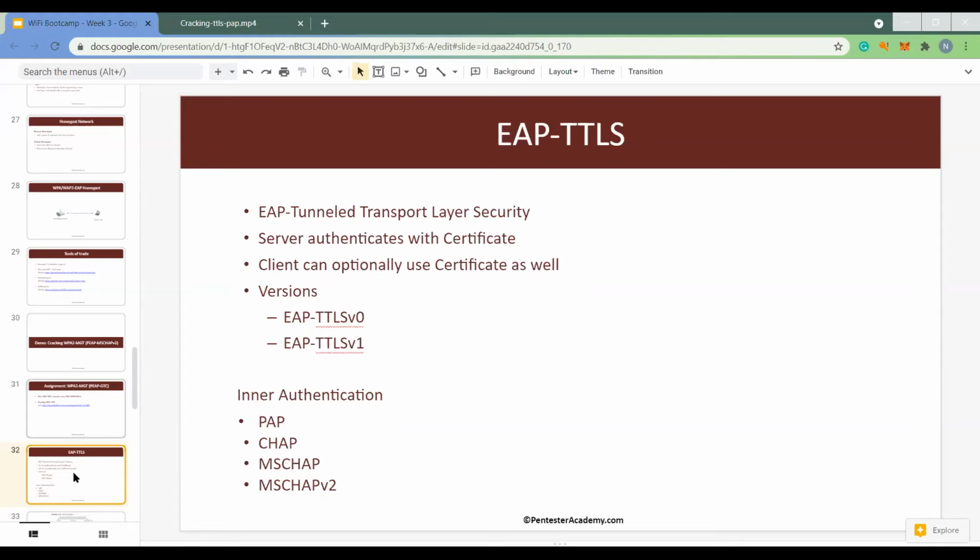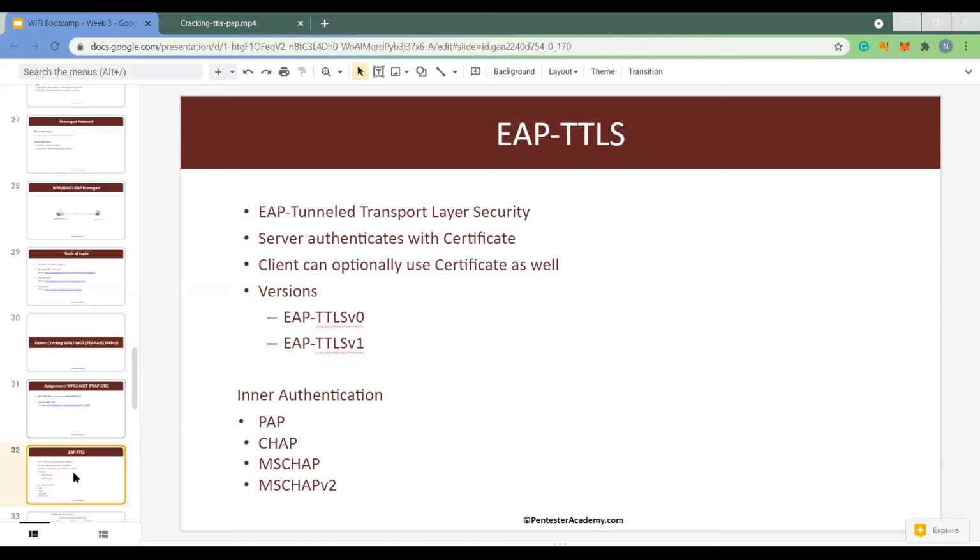But in TTLS, there is also an option to validate the client by using a certificate, so an extra layer of security. But validating the client using a certificate becomes a headache because it's a PKI, a public key infrastructure, problem. How are you going to distribute all the certificates, and how are you going to manage them for all the clients? All of those problems come.